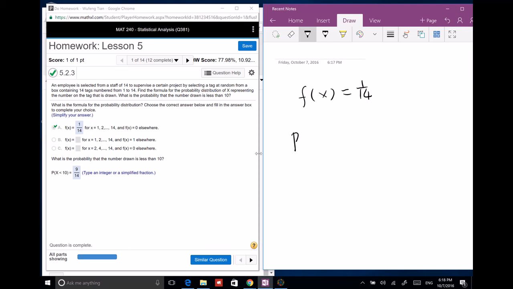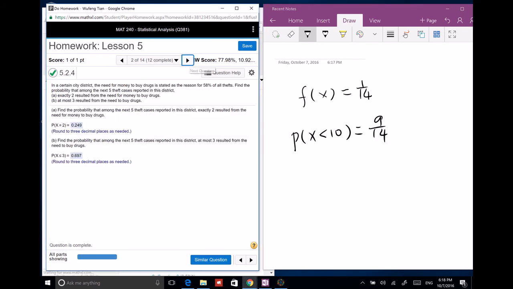Now the probability of x less than 10. Basically you have 0, 1, 2, 3, 4, 5, 6, 7, 8, 9, 10. For less than 10, you only have 9. So it's 9 out of 14. For uniform distribution, that's a pretty simple one.